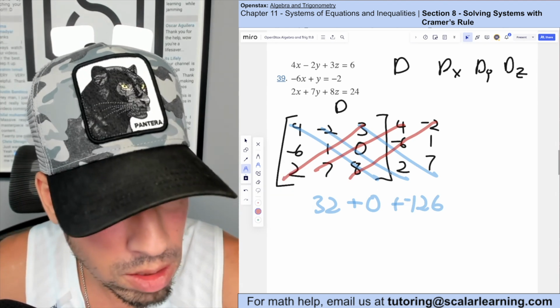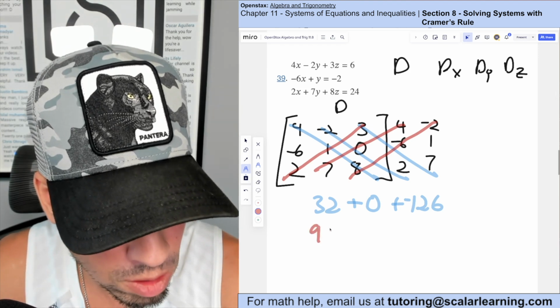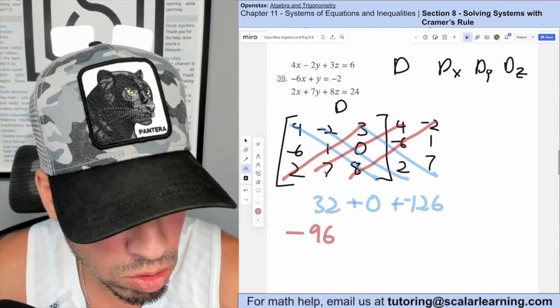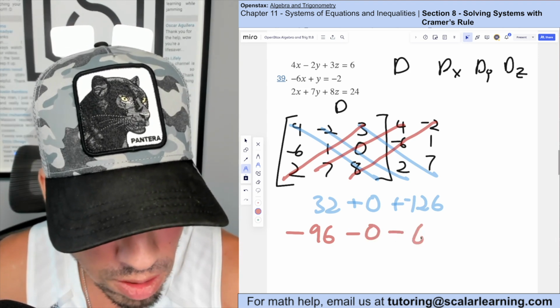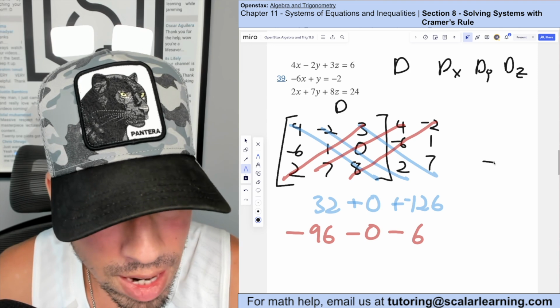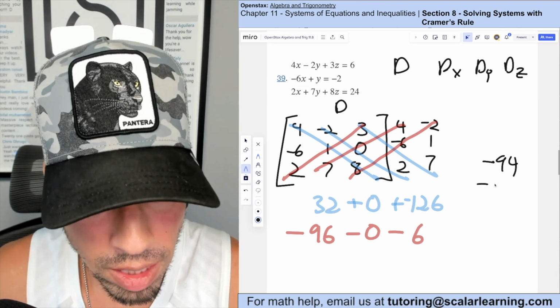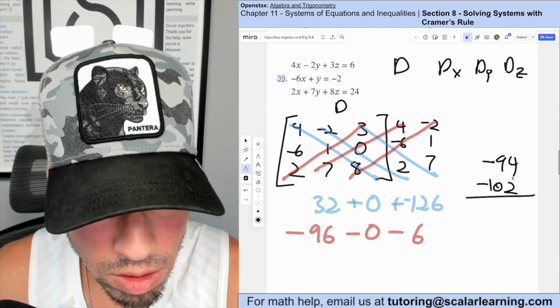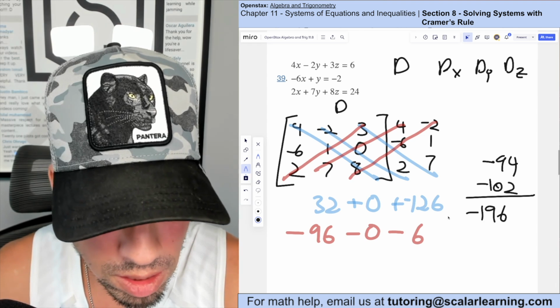Now we do the reds. And we got negative 2 times negative 6 is 12, times 8 is 96, but we're minusing that. 4 times 0 times 7 is 0. 3 times 1 times 2 is 6, and we're minusing that. So we got negative 94 for the blues, and then here we have negative 102, both negative, so we're adding them together, and we get negative 196 for D.